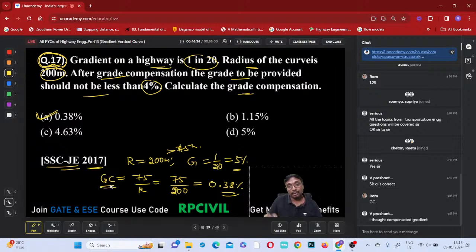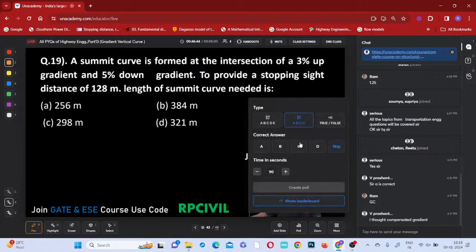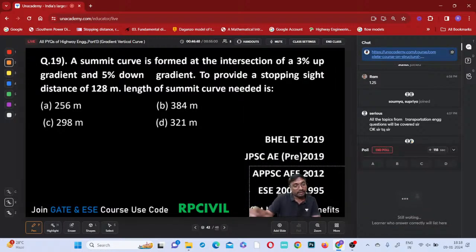Grade compensation is only asked. Compensated gradient is asked or grade compensation only asked? Grade compensation only asked. Just solve this last question and we'll close after this. 120 seconds time I'm giving. Try to solve this.